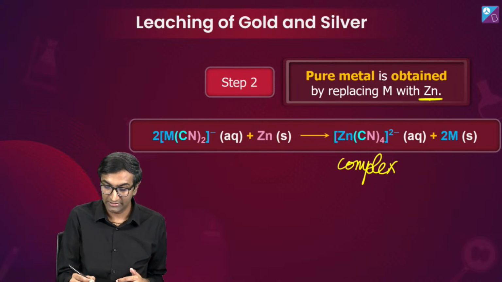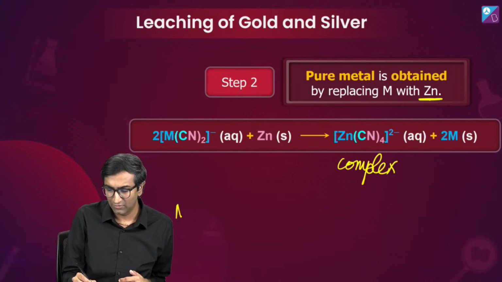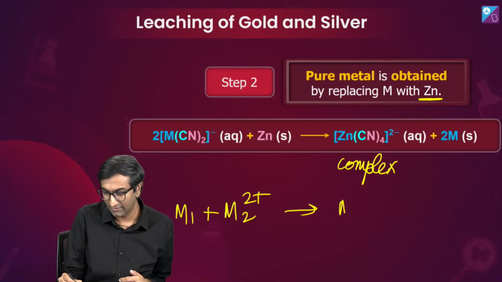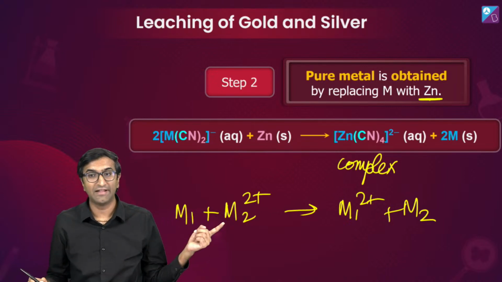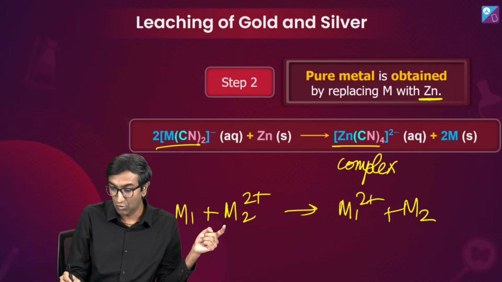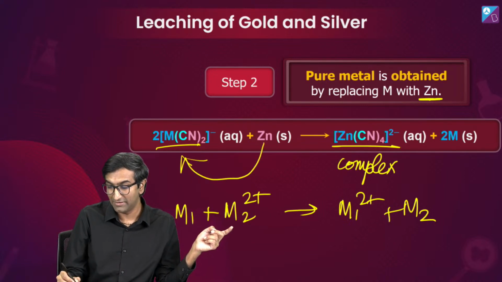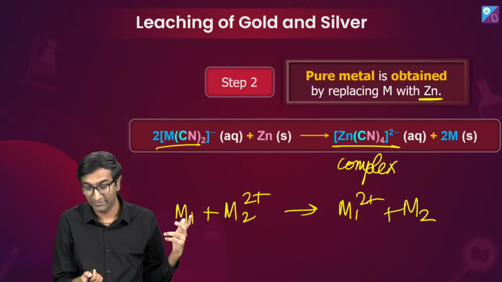I know आप लोग बोलते हैं ना कि अरे क्या था, maybe metal 1 and metal 2, metal 1 is this way, metal 2 is this way, and then you get M1 2+ and M2. It looks like that, but it's not that straight because ये complex है और ये भी complex है. So this is very funky because zinc goes into that complex, breaks it apart and gets in there. So that's pretty interesting reaction.